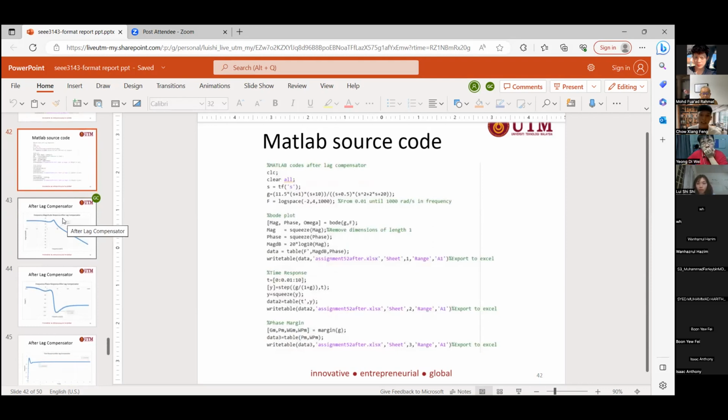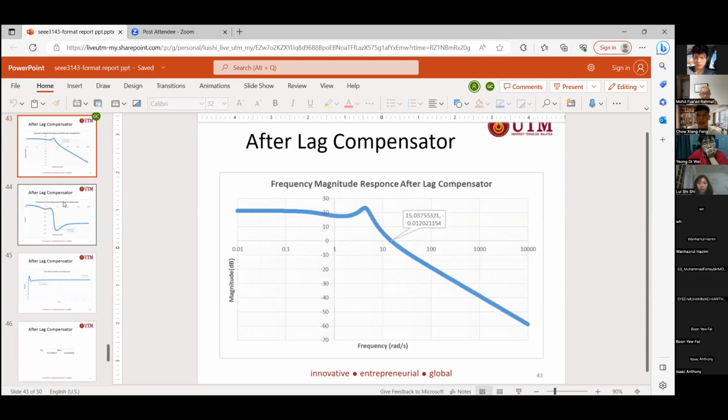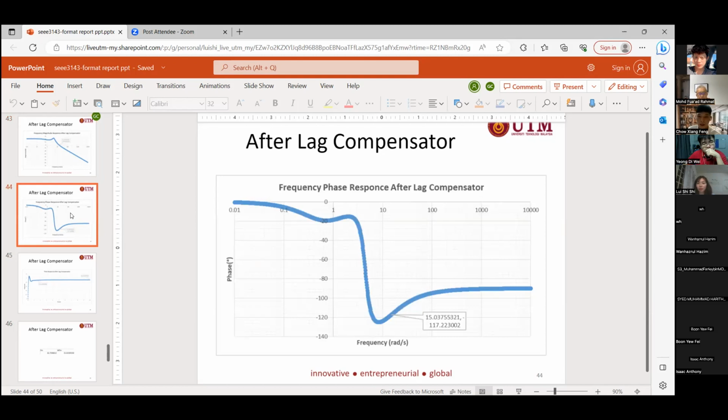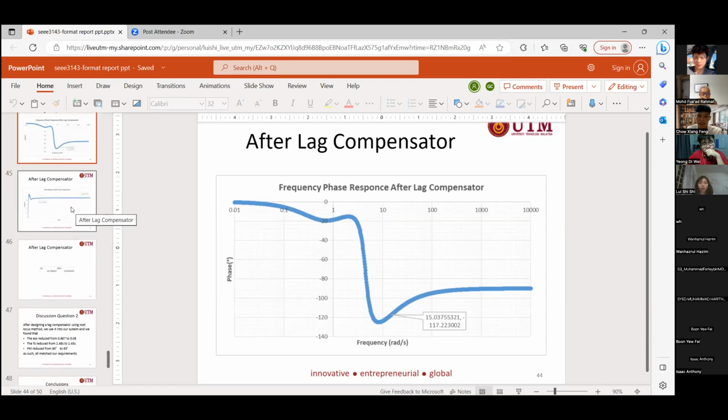After we add the lag compensator, it is just the same. So next, after we add the lag compensator, this one is the frequency response, and we found that the frequency is around 15 when the gain margin, the magnitude, is around 0 dB. And we found that the phase shift is around -117, around -120, so our phase margin is around 60.